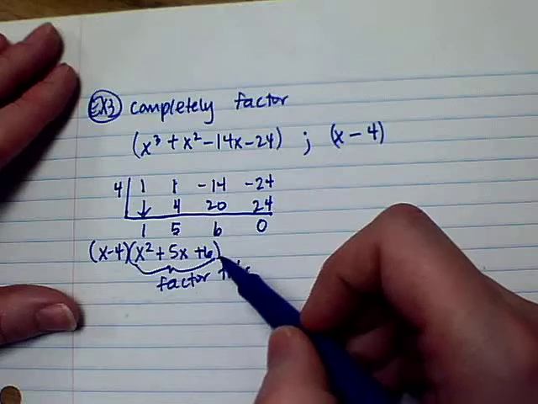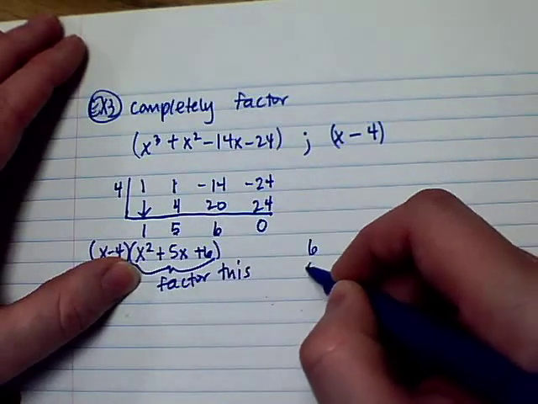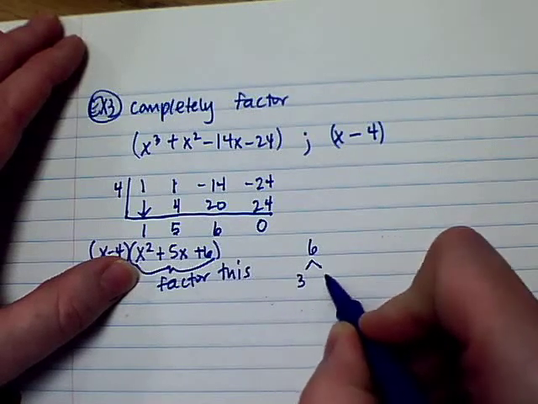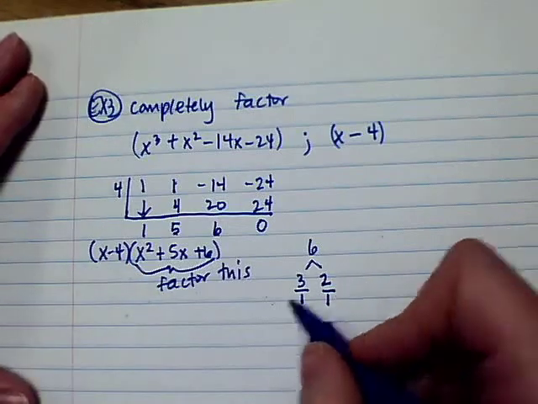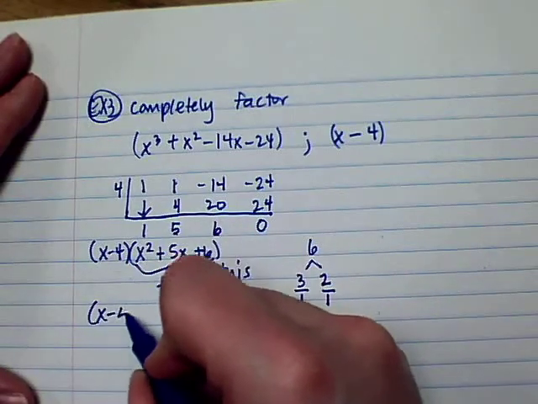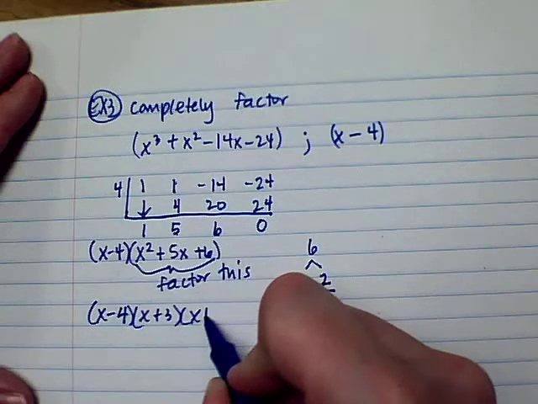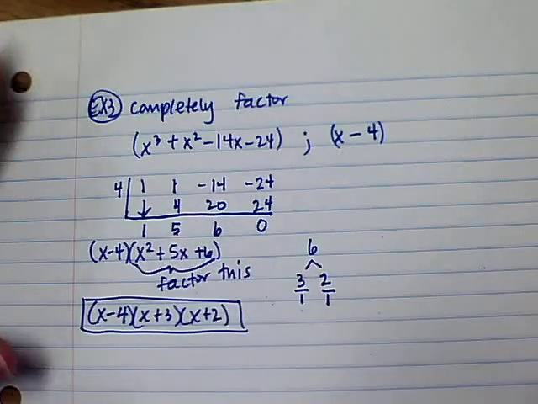So this part is my father drives a Mustang. So a times c, 1 times 6 is 6. Factors of 6 that add to be 5. That would be 3 and 2. Divided by a, reduce. So completely factored, I have x minus 4 times x plus 3 times x plus 2. There is my complete factorization.